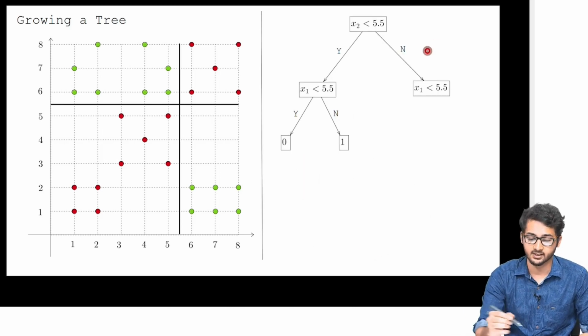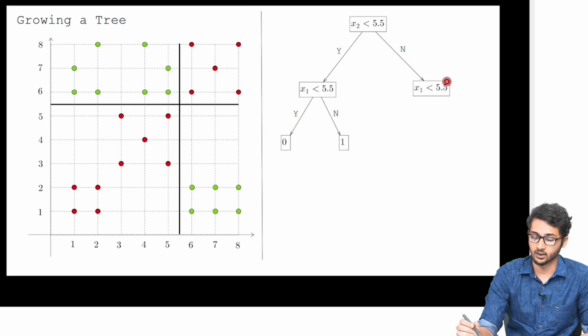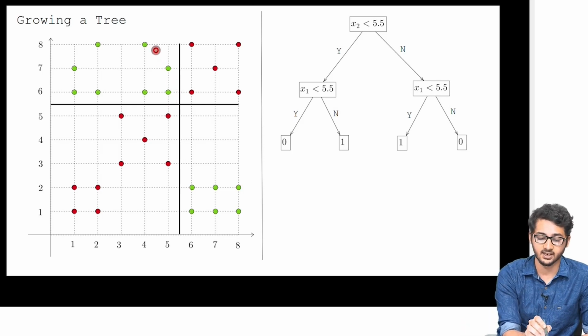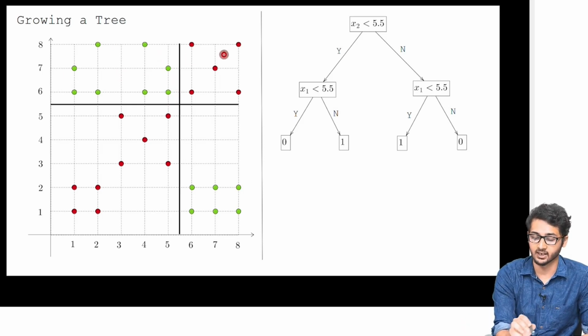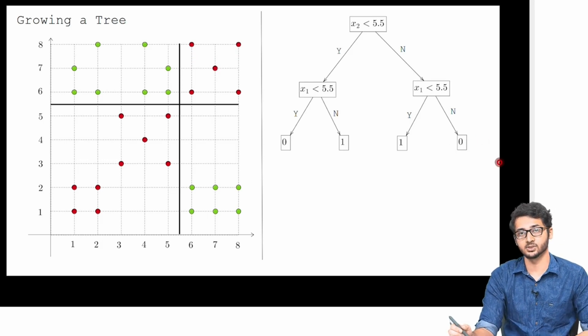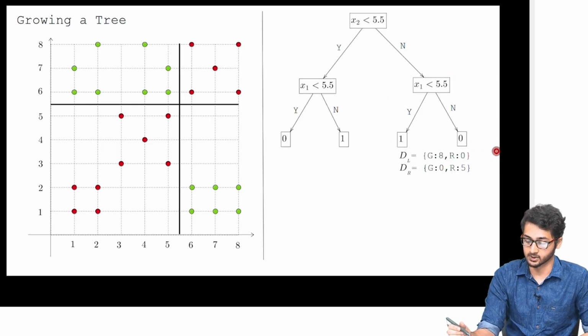Now we go to the other side, the section for the points where x2 is greater than 5.5. We are again going to ask another question: is x1 lesser than 5.5? Once again we see that the points that answer yes this time are green points on this side, and there are red points on this side. Once again, since we have pure nodes, the entropy is going to be 0, which is why we can also assign the labels to it.